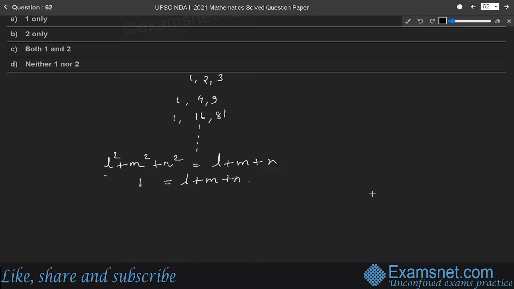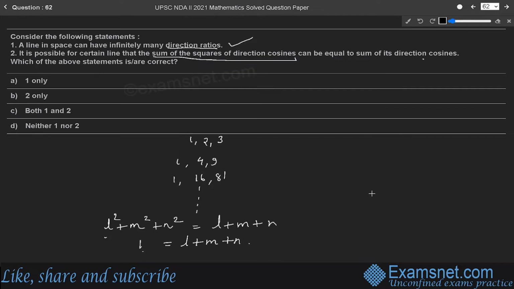Is it possible? Yes, for a particular set of values for a given line, it is possible that l + m + n will be equal to 1 for certain values of l, m and n. So we can say that statement 2 is also correct for this question. So both the statements are correct. So the correct option is option C, both 1 and 2.